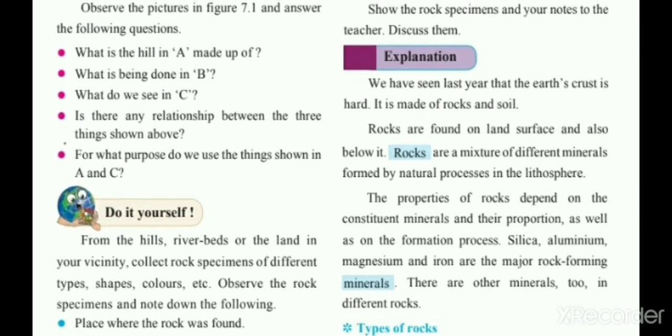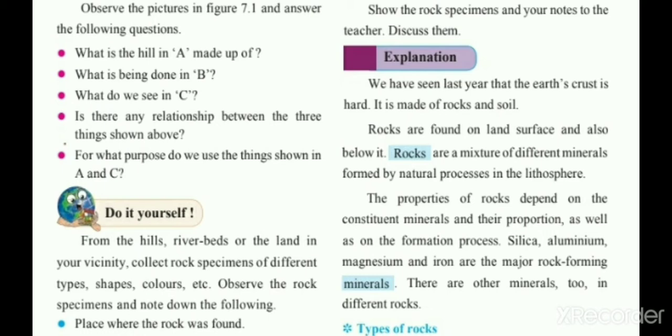Show the rock specimens and notes to your teacher and discuss them. We cannot do this now, but you can discuss with your friends if they are near to you, or you can send the photos of the rocks you collected by WhatsApp and discuss the points. This will create curiosity and interest in you.